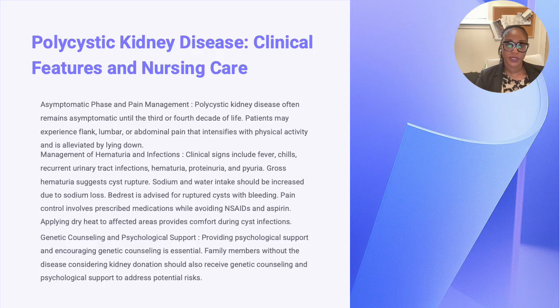We want to administer any antihypertensive as prescribed, prevent and or treat UTI, and then prepare the client for dialysis or renal transplantation, as I noted earlier. Encourage the client to seek genetic counseling, provide psychological support to the client and the family, and provide psychological support and genetic counseling for family members without polycystic kidney disease who may want to donate their kidney for their loved one.